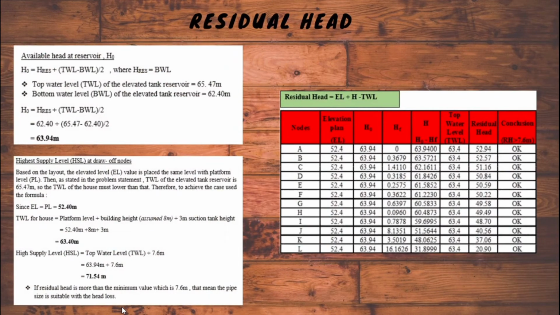For analyzing the residual head, H node and top water level for the house must be calculated. Based on the layout, the elevation level is placed at the same level as the platform value, which is 52.40 meters. TWL of the elevated tank reservoir is 65.47 meters, so TWL for the house must be lower than that. Therefore, if the residual head is more than the minimum value, which is 7.6 meters, that means the pipe size is suitable with the head loss and the residual head is achieved.